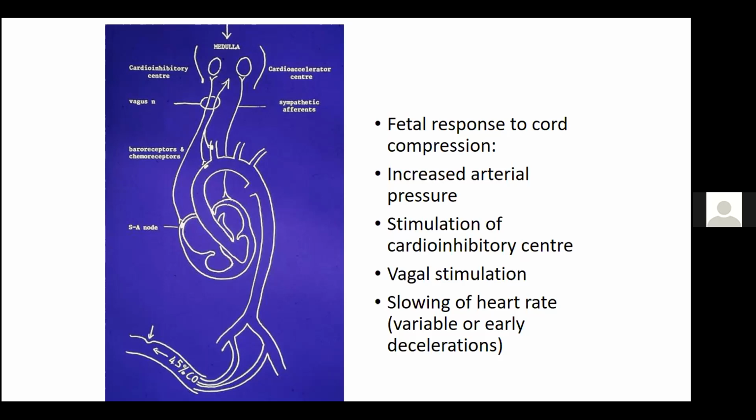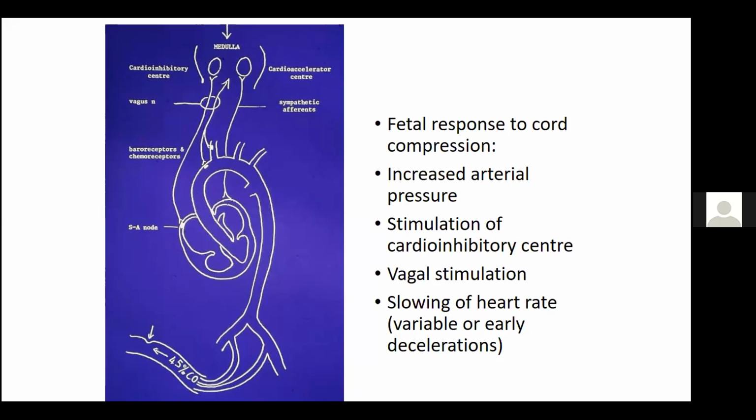And it is because of contractions. So when you have contractions, you compress the cord. The cord can be compressed by the baby herself. They can hold the cord, they can lie on the cord, or it could be contractions. Because the contractions are happening, they compress the cord. So this will cause an increase in the arterial pressure.